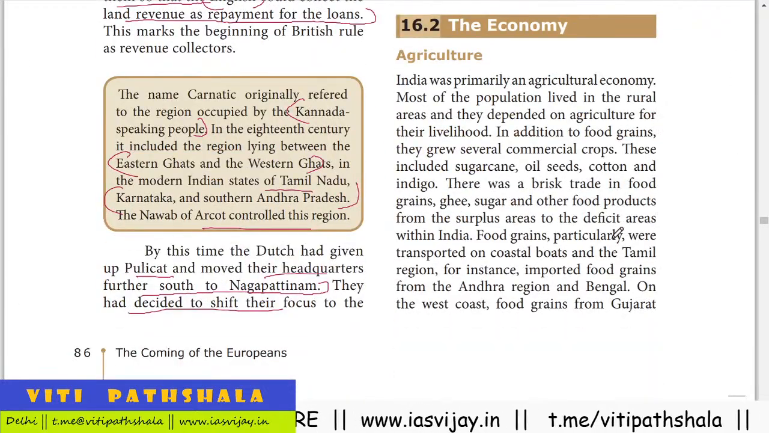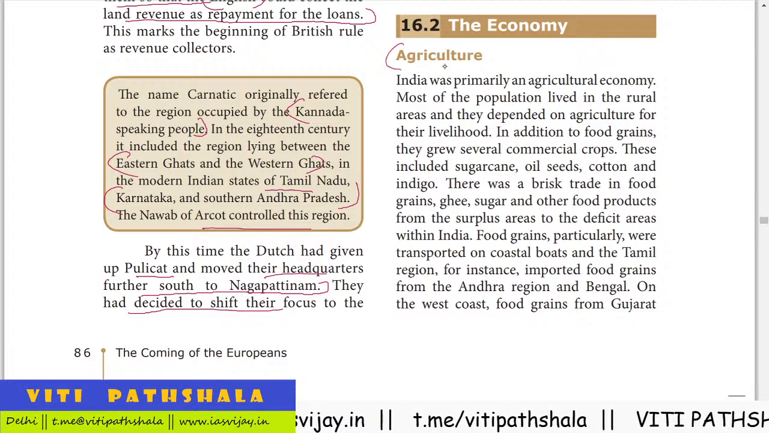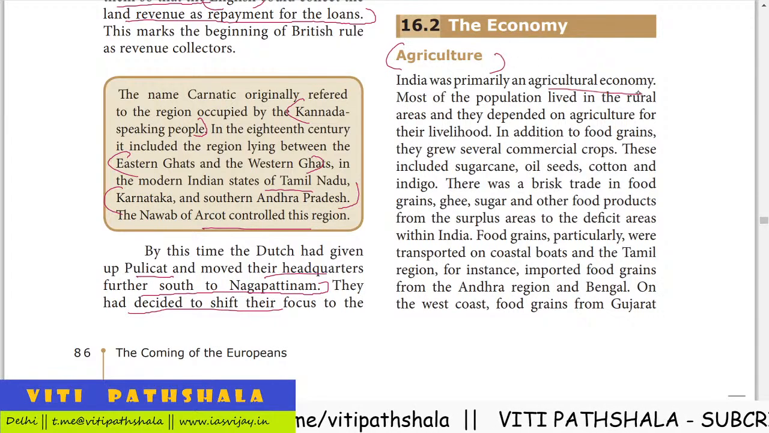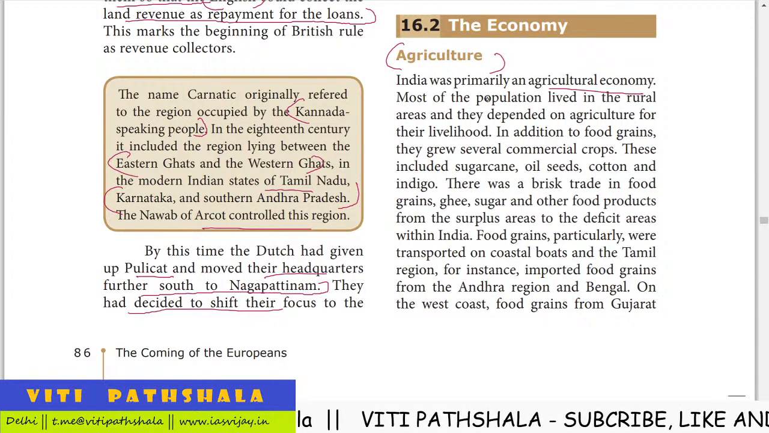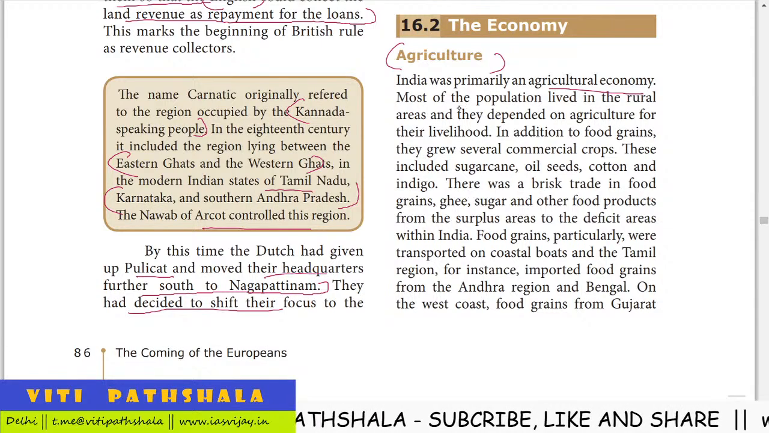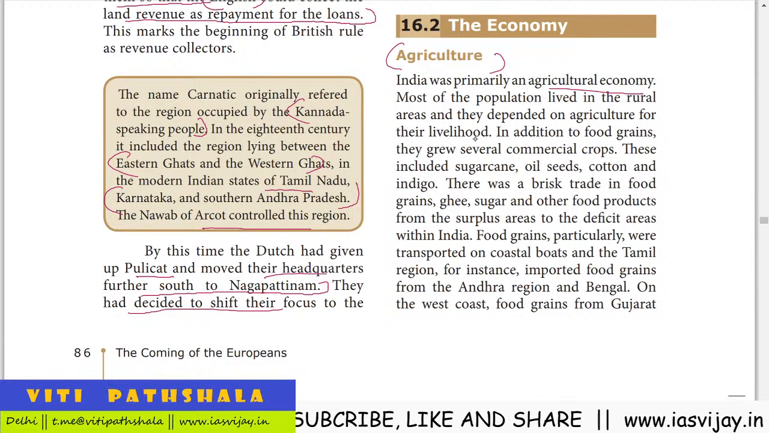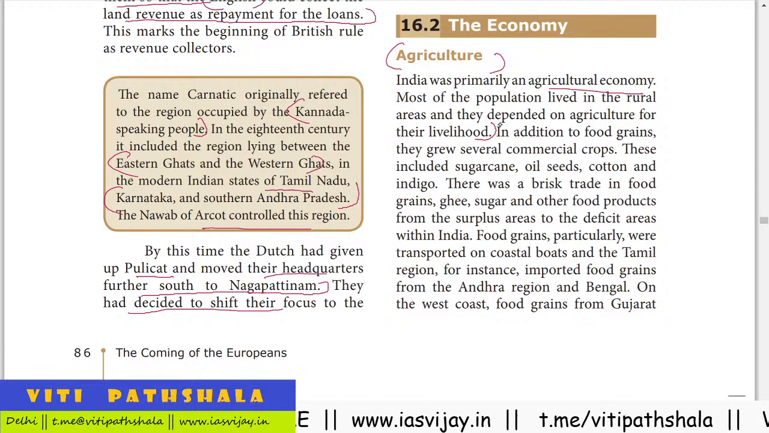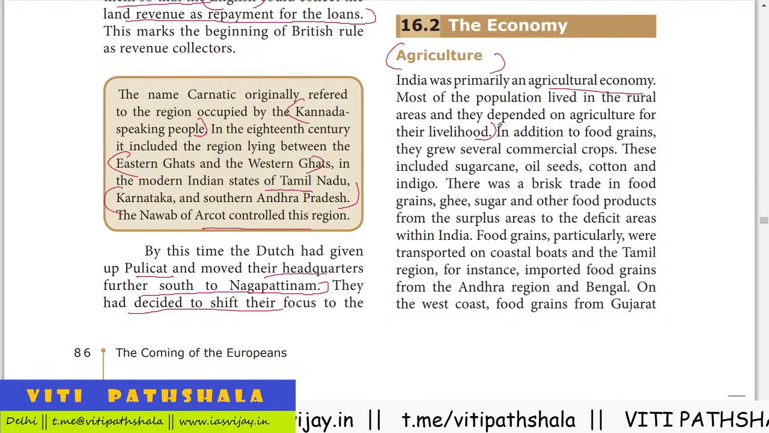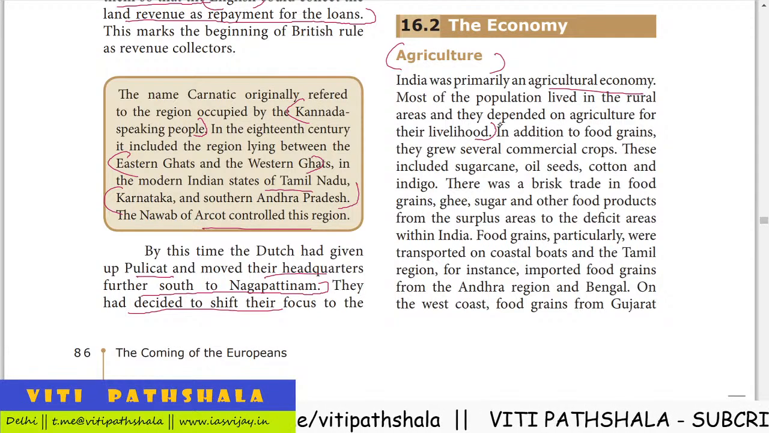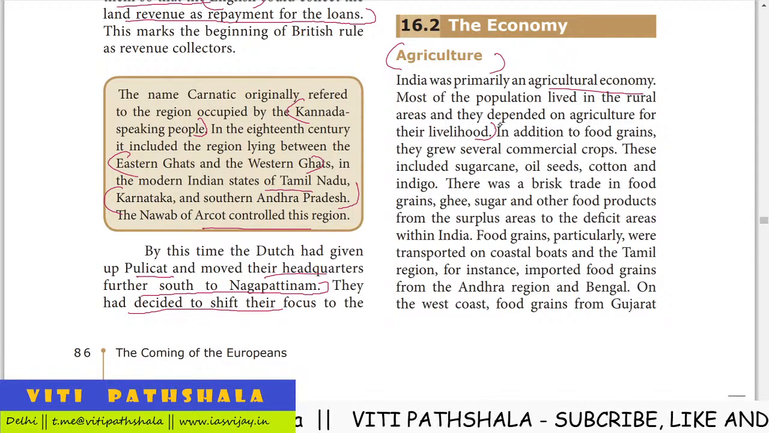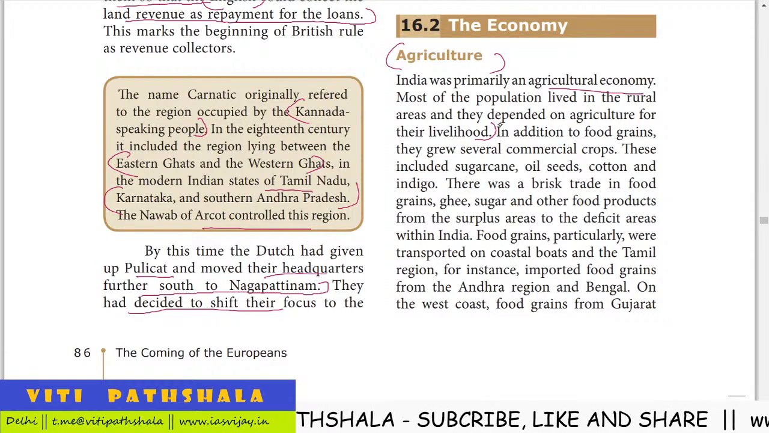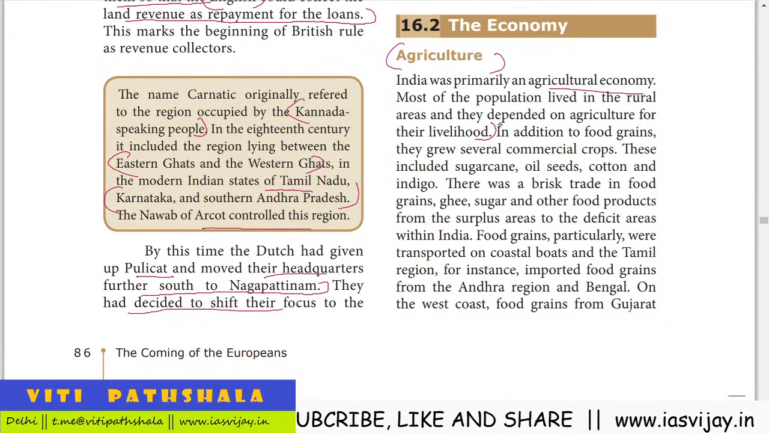Now the economy, agriculture. India was primarily an agricultural economy. Most of the population lived in the rural areas and they depended on agriculture for their livelihood. Now, in addition to food grains, they grew several commercial crops. These included sugar cane, oil seeds, cotton, and indigo.